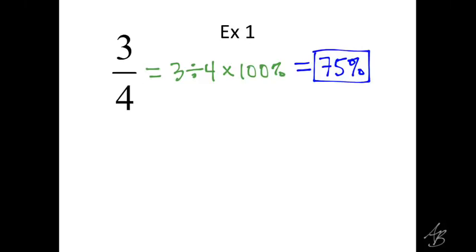So again, make sure you're showing your work. Make sure that you show that you're changing it to a decimal by dividing and then changing it to a percent by multiplying by 100. Make sure you put equal signs between your steps and box your answer. One more.